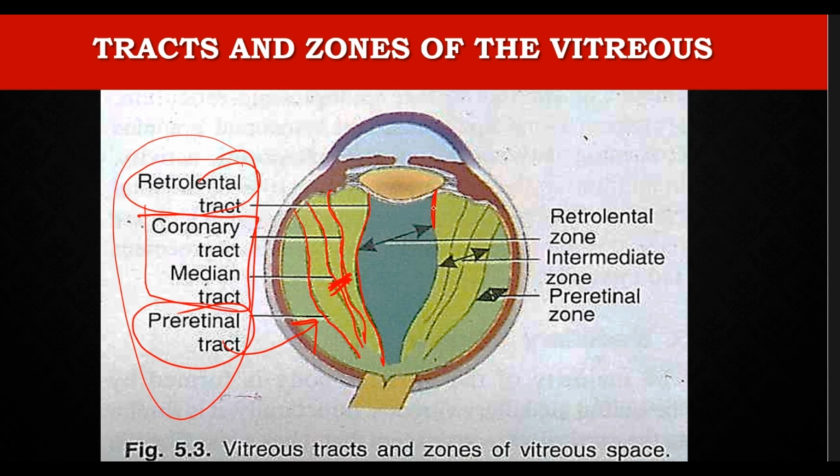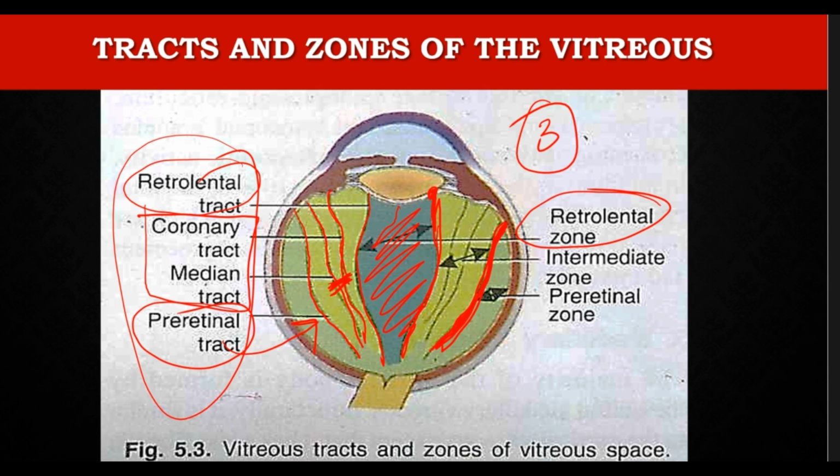One is the retrolental tract, which is coming from the posterior aspect of the lens, and the other one is a pre-retinal tract, which is coming from the ora serrata. Okay, now these tracts are going to divide the vitreous into three zones, namely the retrolental zone, which is the zone situated right behind the lens. The middle zone is known as the intermediate zone, and the zone outside the pre-retinal tract is known as the pre-retinal zone. Okay, so this is given in some of your textbooks, and that's the only reason I'm mentioning it.